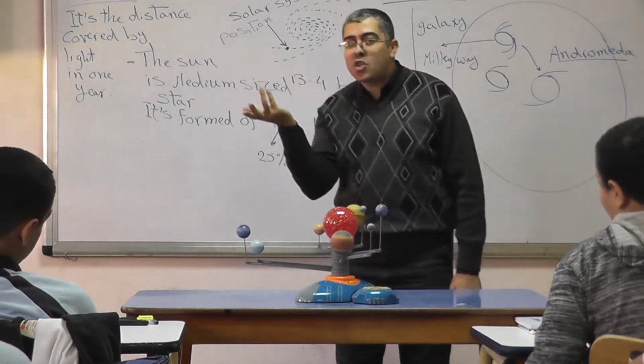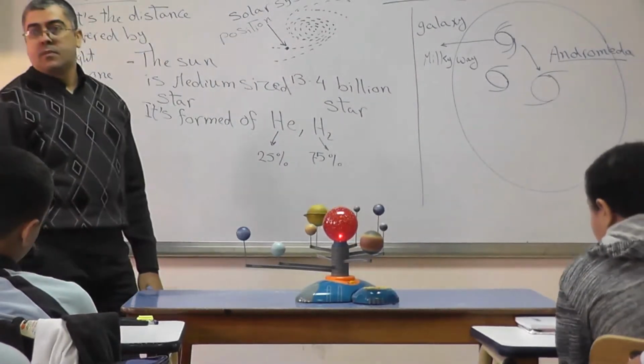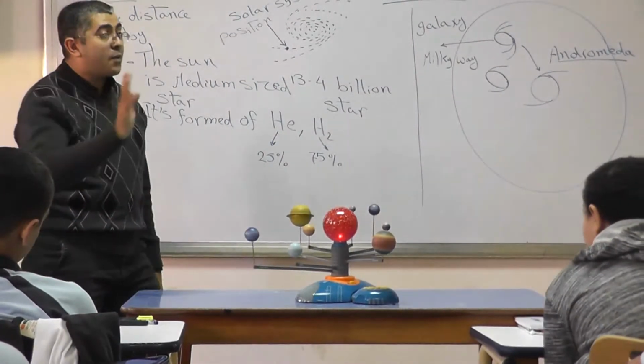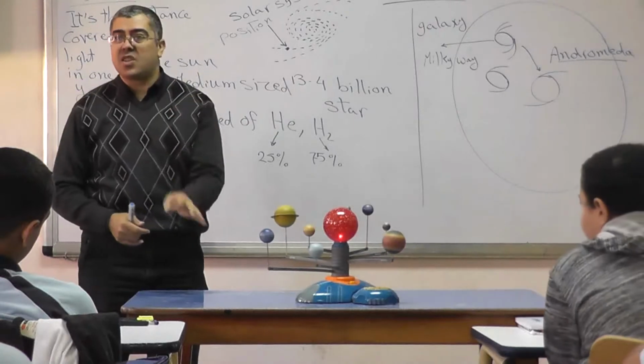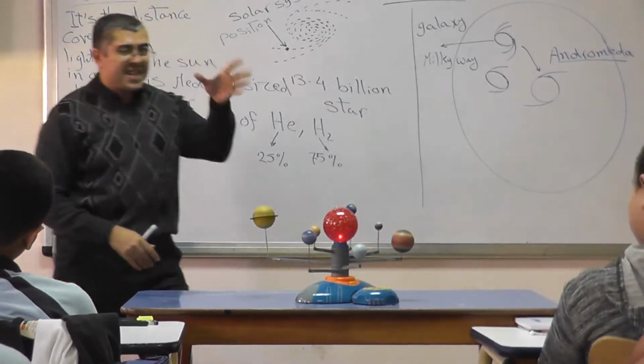What is meant by orbit? It means the distance from the sun. Each one has a different distance, a different number of kilometers, from the sun.